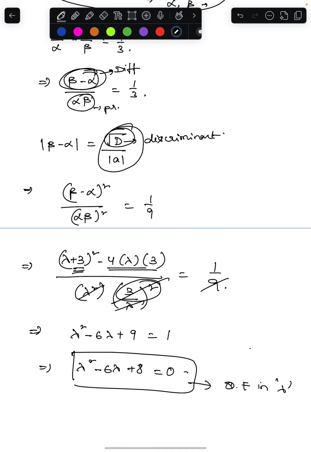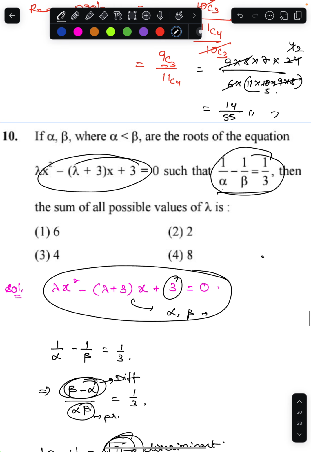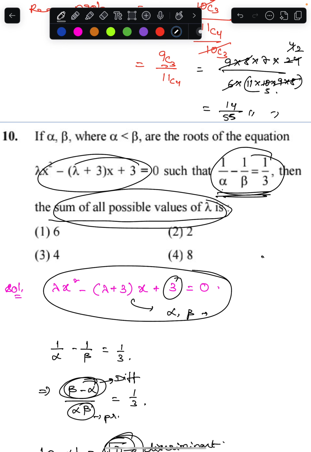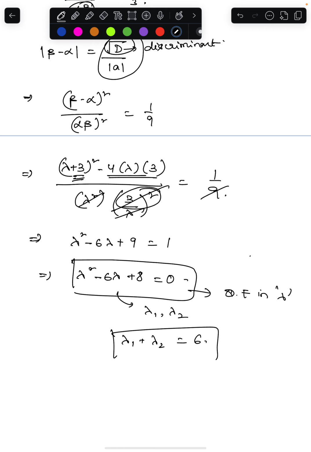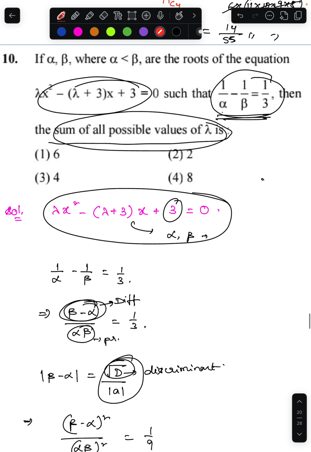So what is the question they were asking? For this condition to happen, you need to find the sum of all possible values of lambda. So we got the quadratic in lambda. Let us say lambda 1, lambda 2 be the roots. Then the sum of the roots is 6. So this is the sum of possible values of lambda. So the answer must be 6. Very simple, right? So 6 is the answer, first option.